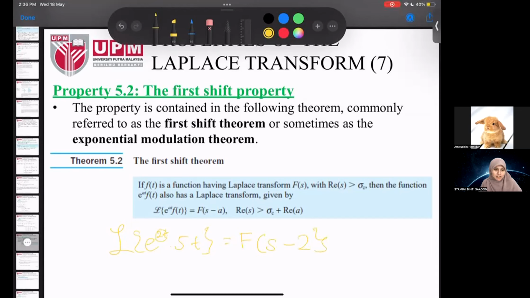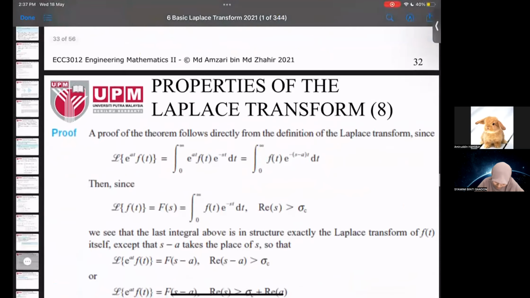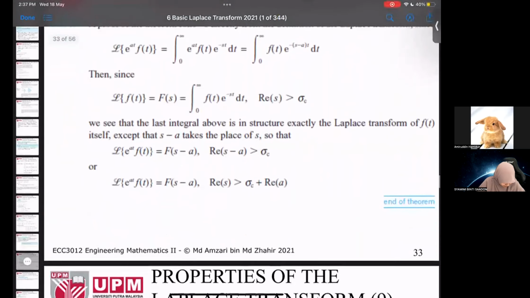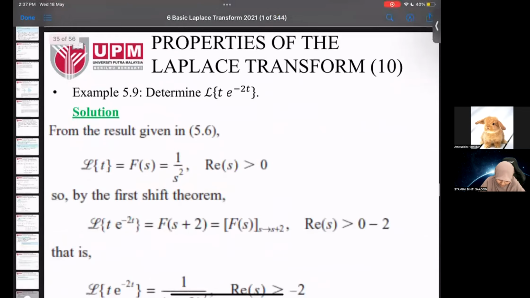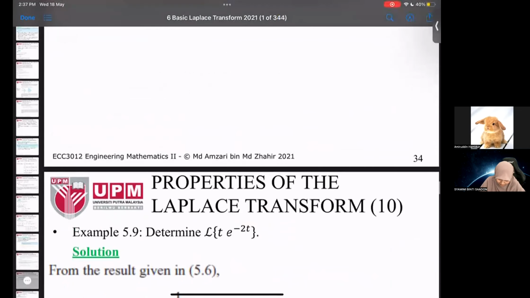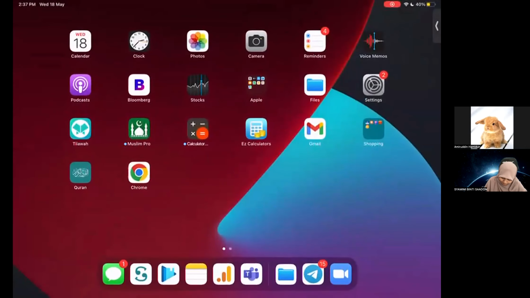So easier lah. Sebab kita dah ada this property, so kita boleh just guna je property ni, sebab property ni dah di proven lah. Okay. So this is the proof. Okay. Proof. So proof ni boleh tengok. Okay, kita tengok example yang ni pula. Example determine ni. Dengan property yang nombor 2 tadi tu, kita cuba determine yang ni. Okay.